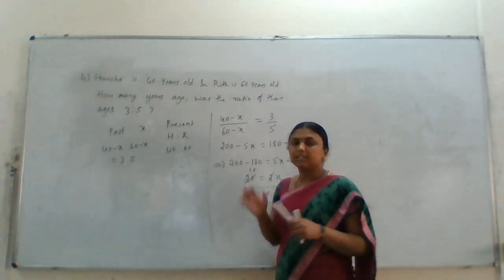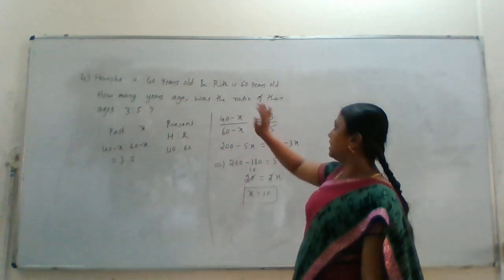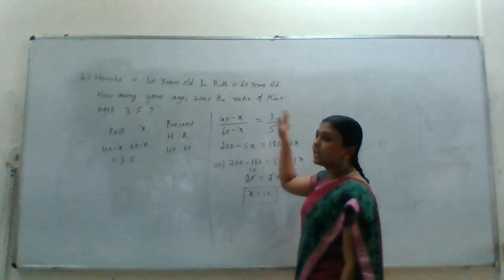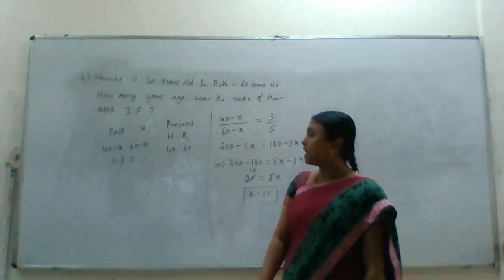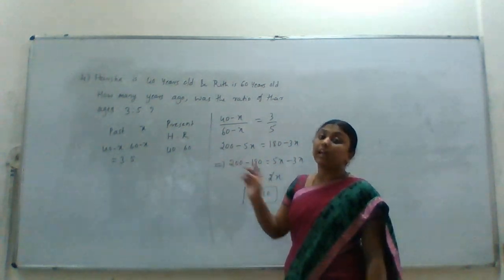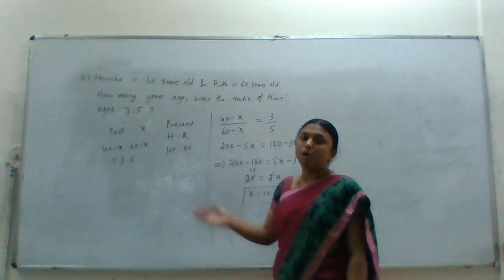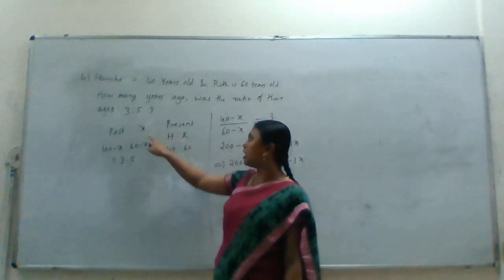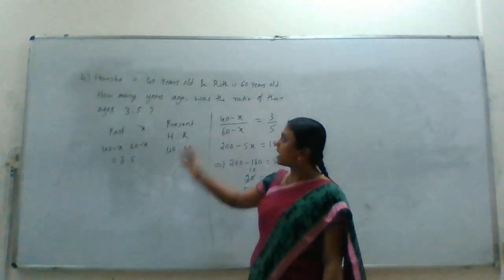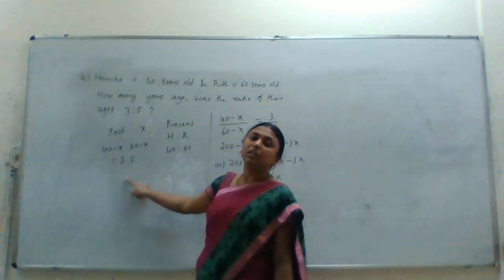Try to understand this clearly. Harsha is 40 years old and Rith is 60 years old. How many years ago was the ratio of their ages 3:5? So they are given the present ages of Harsha and Rith, 40:60. And their question is what? How many years ago was it 3:5? We don't know how many years, so I will take it as x. So 40 minus x is to 60 minus x. They are given 3:5. So 40 minus x is to 60 minus x is equal to 3:5.